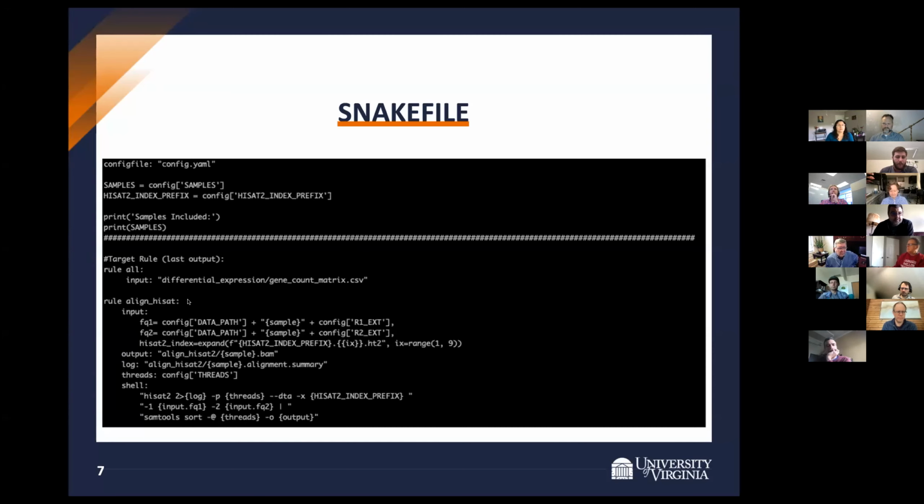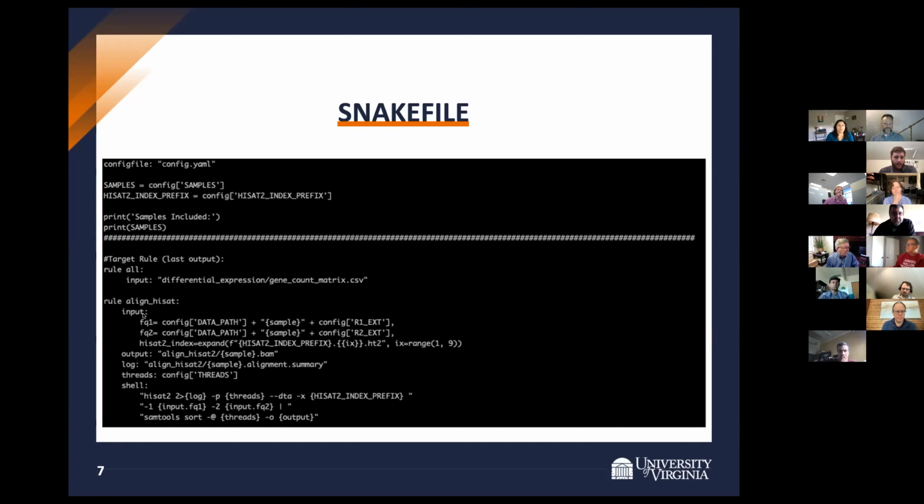So moving on to the second rule. This is actually the first rule that's going to be run, and this is the align HiSat rule. Again, these Snakemake rules are broken down into 3 general categories. You have input files, output files, and then the shell or any sort of command that you want it to actually run. The log and threads are optional. I just have them in there for completeness.